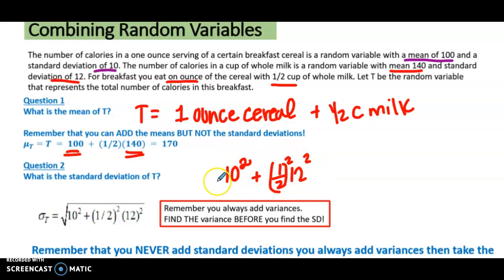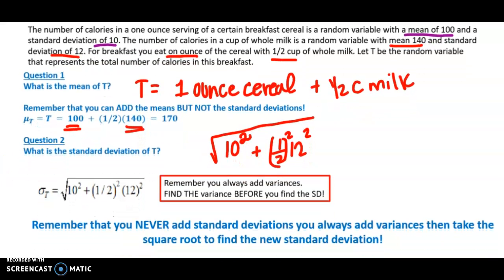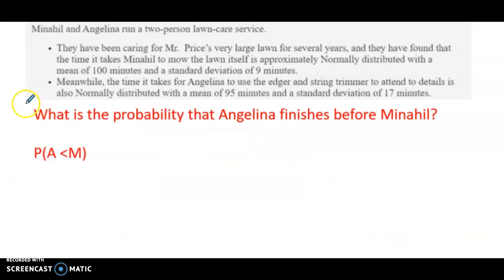All right, and then in order to get the standard deviation, what you're going to do is add the two together and then take the square root. Remember, you never add standard deviations. You always add the variances and take the square root to find your new standard deviation.